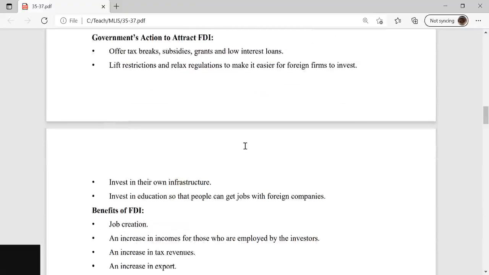Then again, the government can lift restrictions. Any kind of restrictions can be lifted.